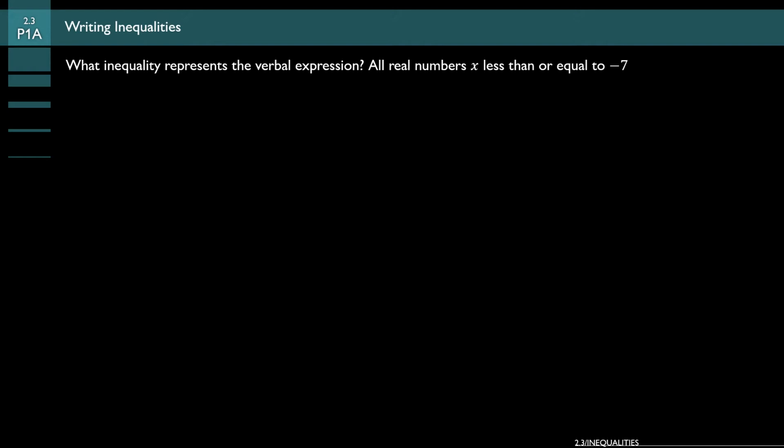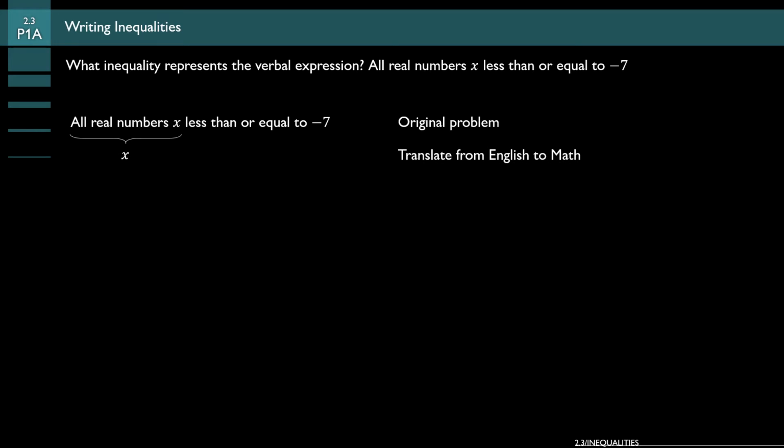So what we want to do is, again, translate this from English to math. When we take a look at the original problem, it's all real numbers x less than or equal to -7. We're going to take the phrase all real numbers x and just condense it down into the variable x. Then we're going to take less than or equal to, and we're going to change it to that sign. So we have the less than or equal to sign. Then we have -7. So our solution is x is less than or equal to -7.